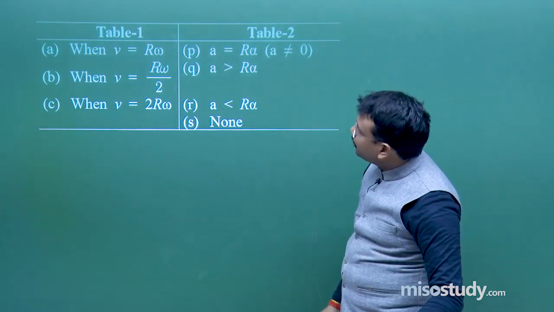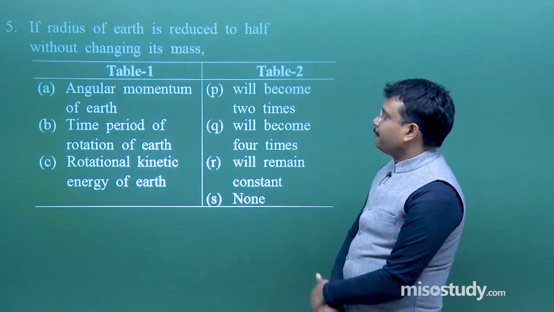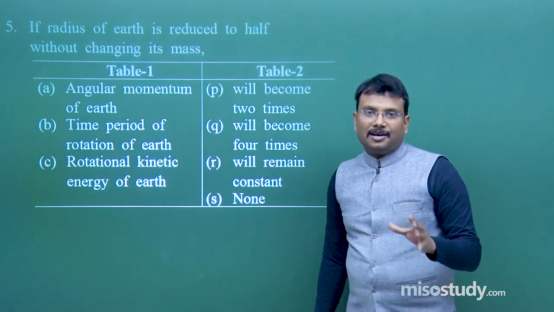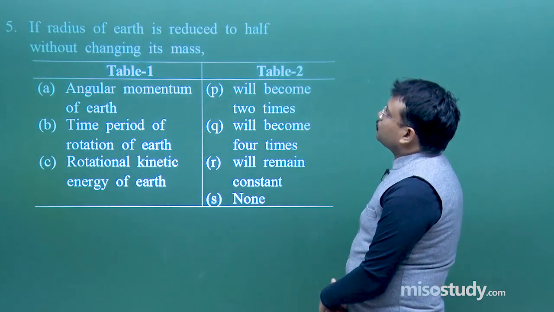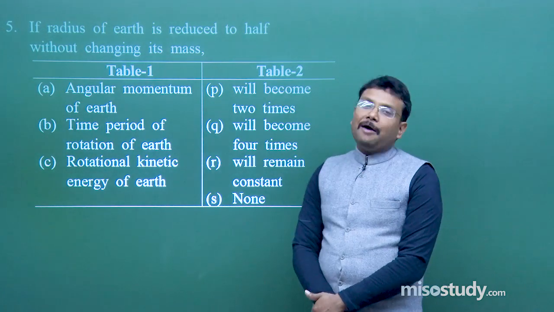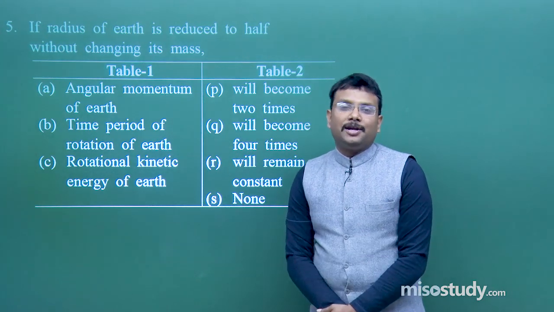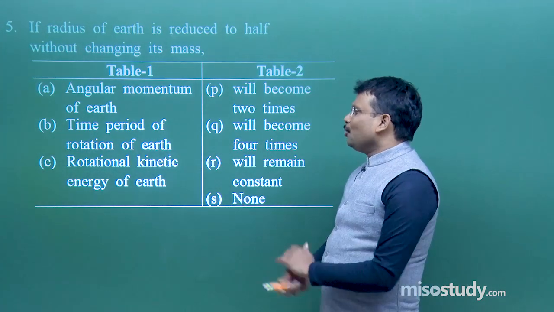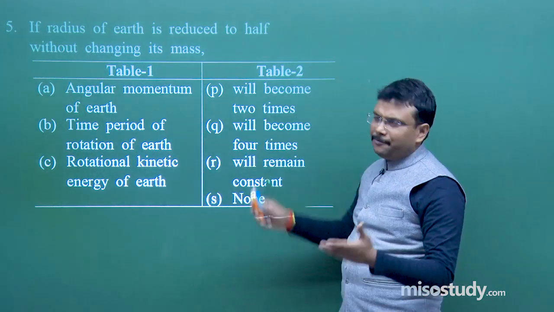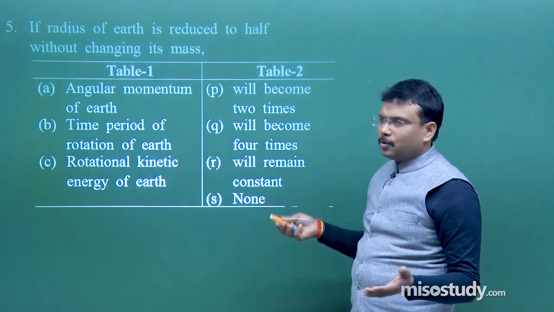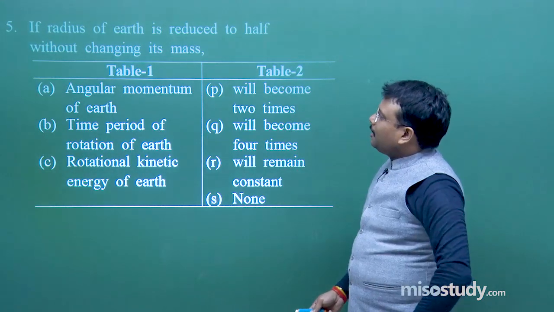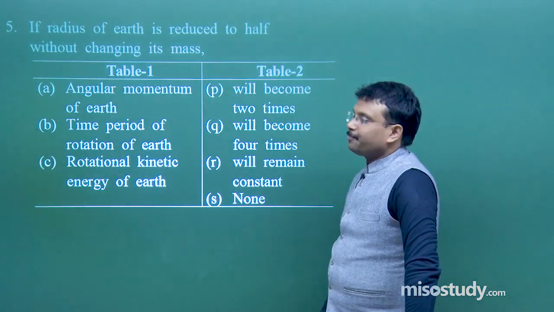Then comes question number 5, and question number 5 was small, so now I placed it on one simple single slide. If radius of earth is reduced to half without changing its mass, it's a very loved question by the students and by the teachers simultaneously. There is no scope as such for me to explain a lot, because I do not want to waste your time. I just give you the basic idea, because I am sure all of you can solve this problem very properly. Fine, a well known problem. Anyway, radius suddenly reduced to half without changing its mass.